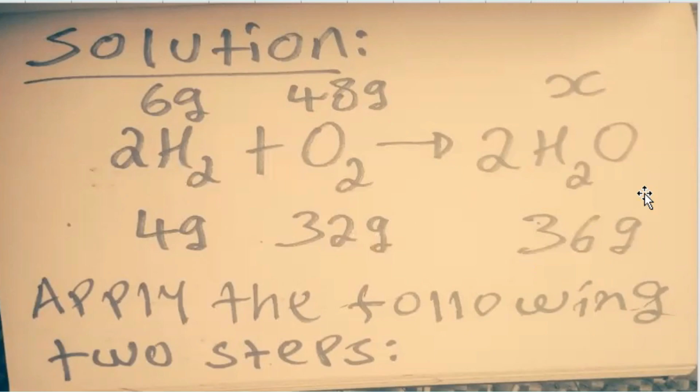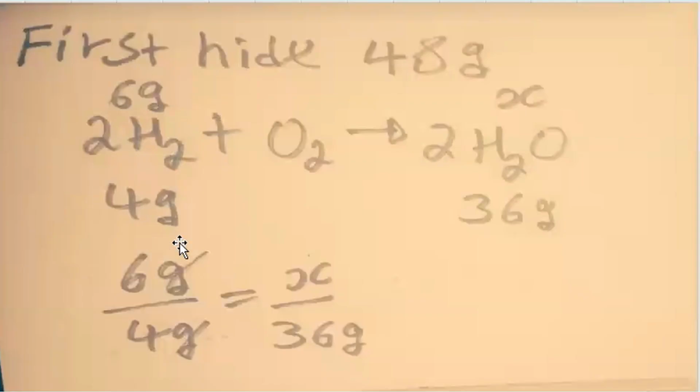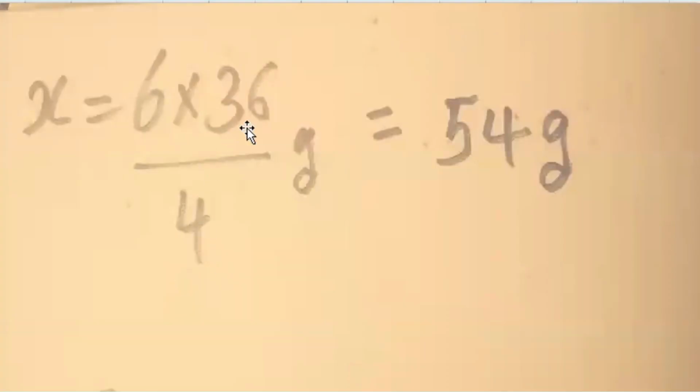Then apply the following two steps. We use the hiding approach. In the hiding approach, first hide the given 48 gram of oxygen. Then find the amount of water, X in gram, from the given mass of hydrogen only. 6 gram over 4 gram equals X over 36 gram. X equals 6 times 36 divided by 4, which is 54 gram.